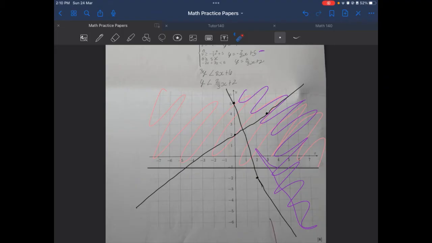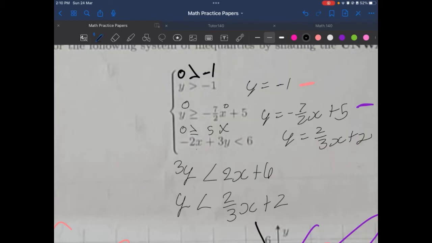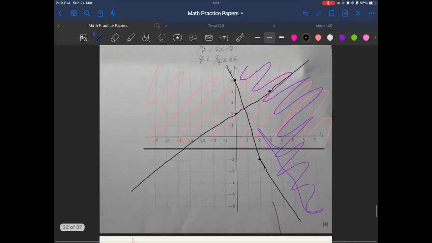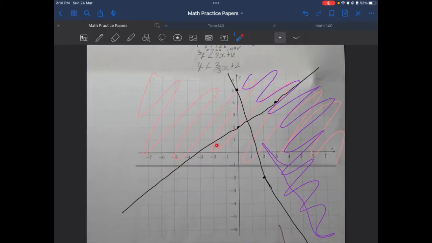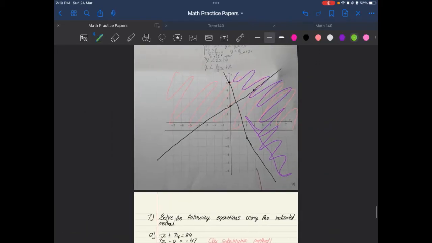Same thing, we choose a test point that is not directly on the line. (0, 0) is not directly on the line, so we choose (0, 0) to substitute into this equation. Say 0 plus 0 is less than 6. 0 is less than 6, so it's true. So we should shade the side with (0, 0) on it. It's the line right here. The side with (0, 0) on it is the side right here. So let's pick this color and we shade (0, 0).